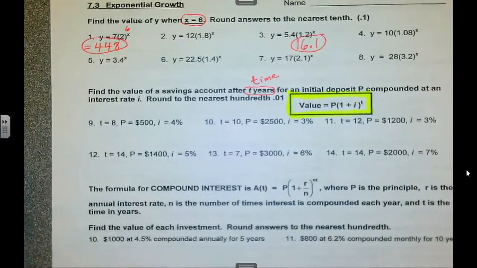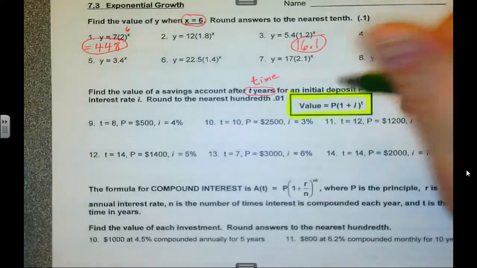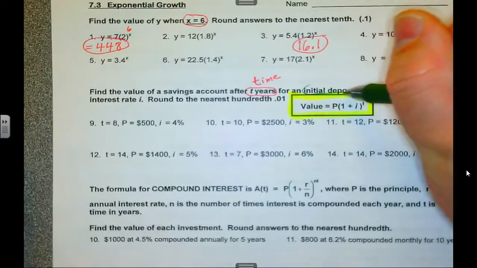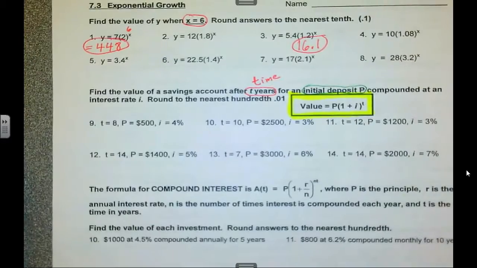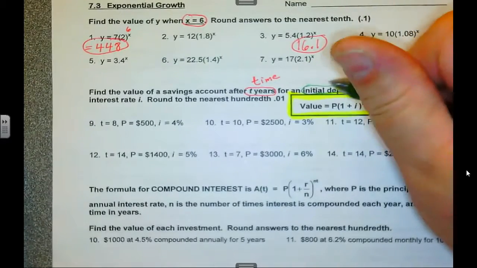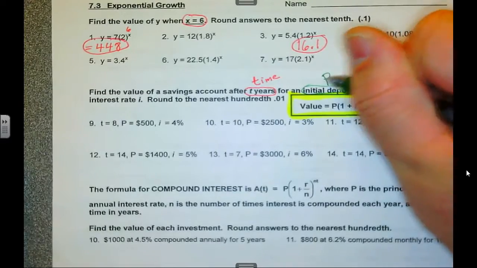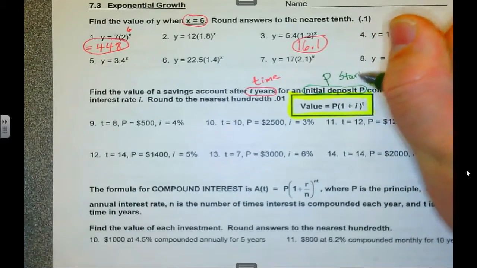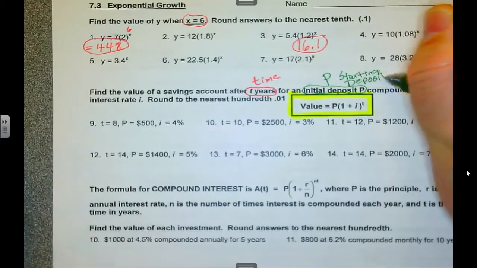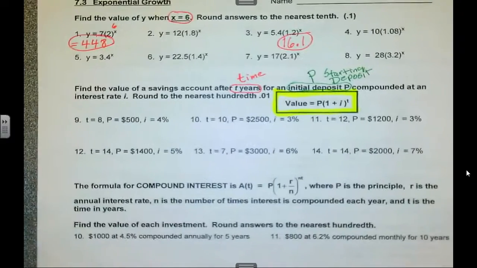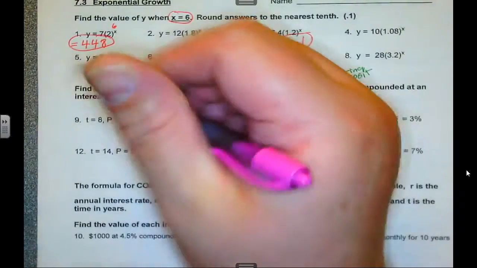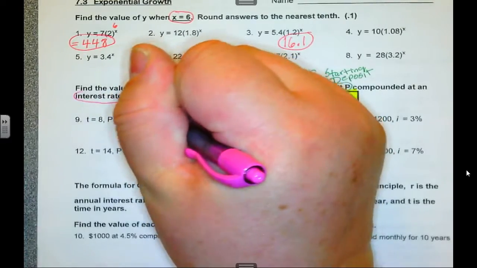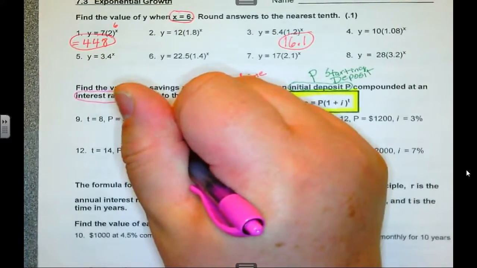Initial deposit, we're going to do a lot with interest rates first, then we'll apply it to other things. So, initial deposit, well, what does that mean? That's the deposit you start with, okay? So the starting deposit is P. And it's going to be compounded at an interest rate, and they use the little letter i. So i is the interest rate.